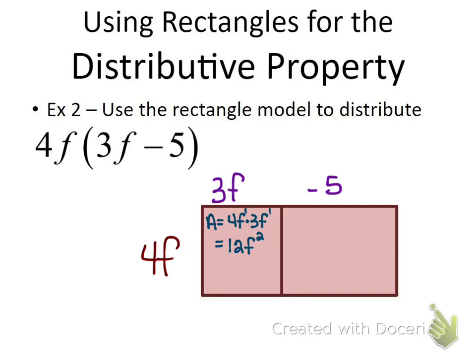What about the area of the second rectangle, Riley? A equals 4f times negative 5. Did you say negative 5? And what does that equal? Negative 20f. Okay. Can you combine these terms?